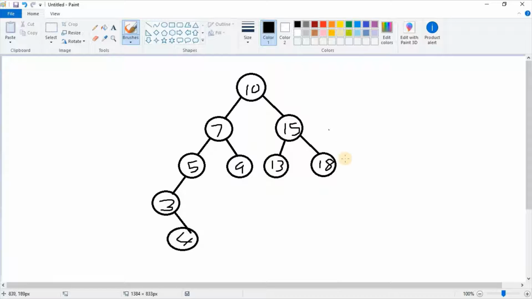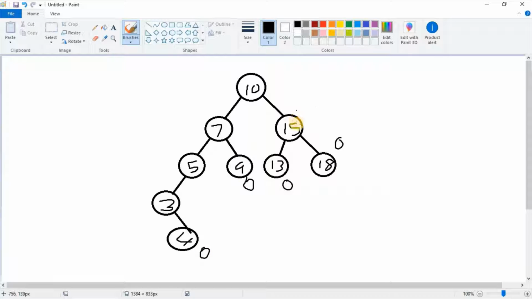So like if you take 18 over here, there's nothing on the left side or right side, so the balance factor of 18 is 0. And it's the same over 9 and 13, because there's no other element branching from there. And it's also the same over 4 because there's no other element below that. So all of them have the same balancing factor called 0.